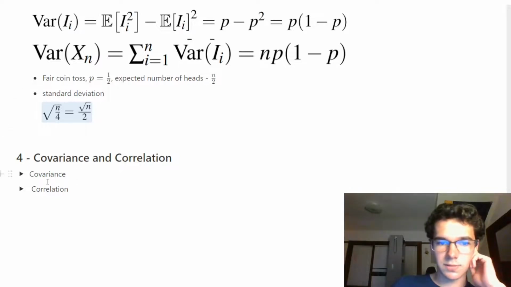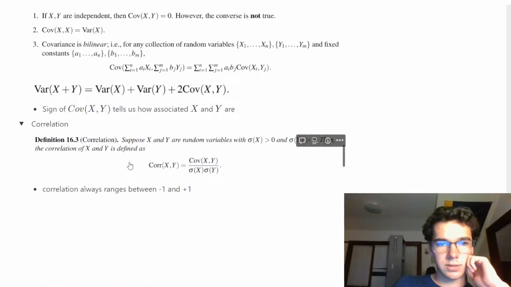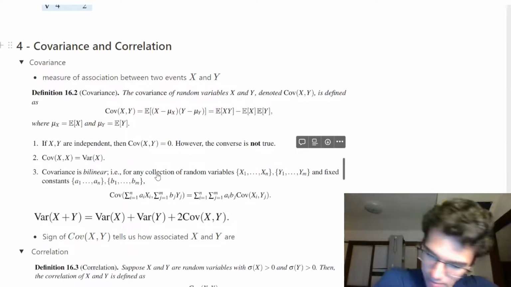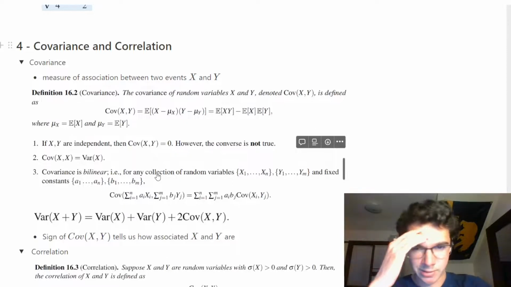Okay, so really briefly, we're going to talk about covariance and correlation. I didn't really do the last part of the proof for correlation, so I just encourage you to look at the notes for that. It's not really bad.